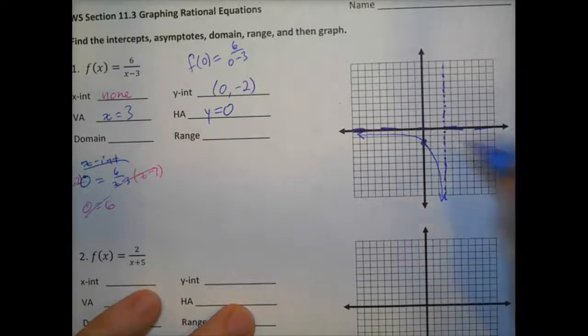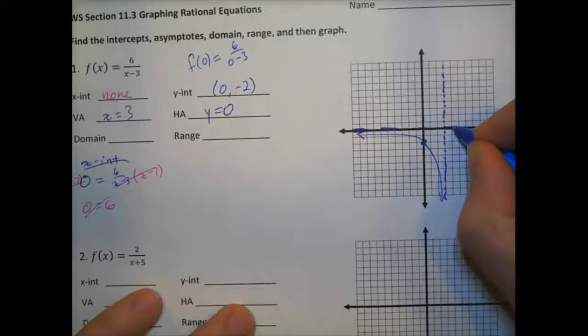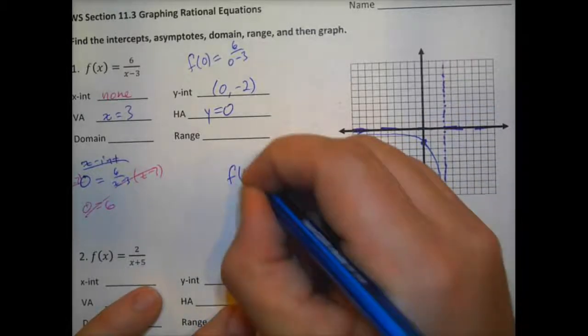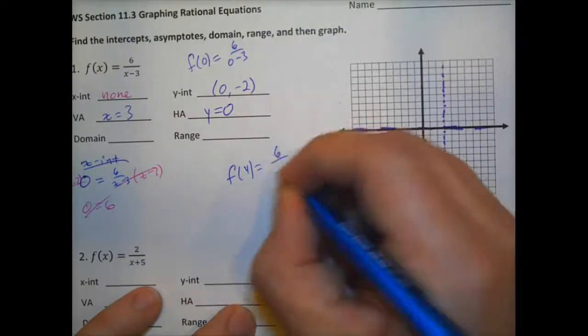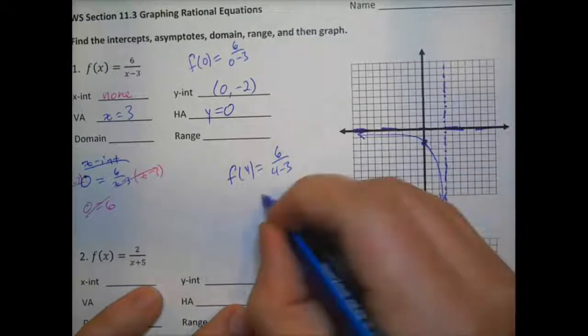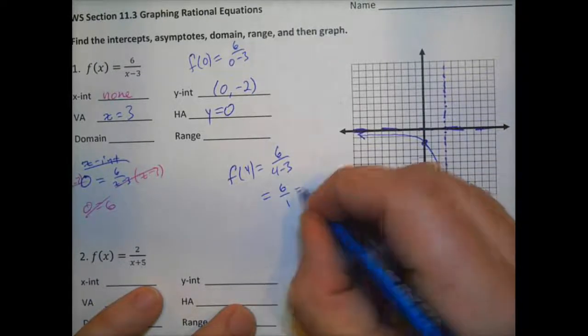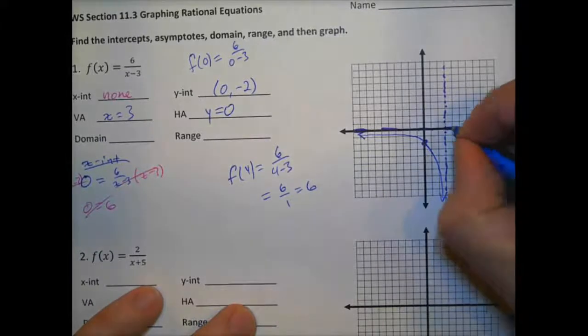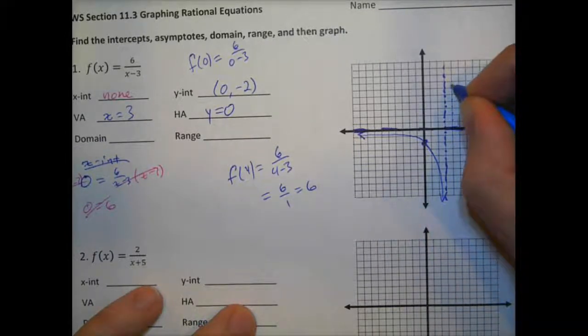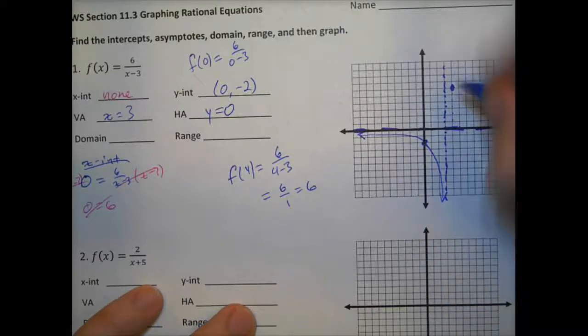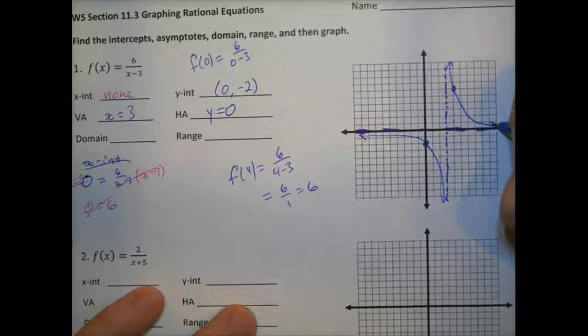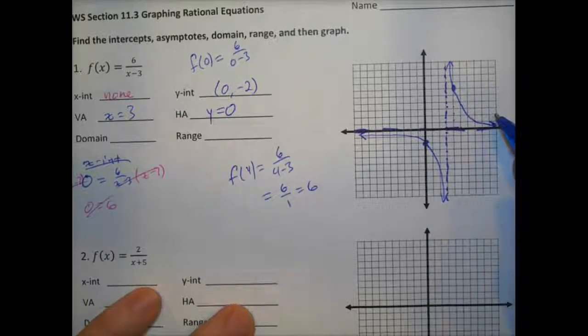But what we can do is we have some x values. We have 4, 5, 6, 7, 8, 9, 10, whatever. So if I plug a number into my equation, say I choose x is 4. If I do f of 4, then I have 6 over 4 minus 3, which would be 6 over 1, which is 6. So I have the point 4, 6. And that is getting closer to this asymptote, and it must be getting closer to that asymptote in that direction. So that's how I know my graph is up top.